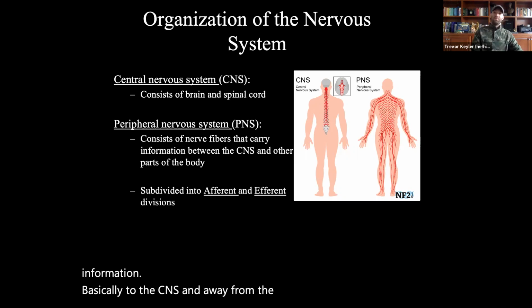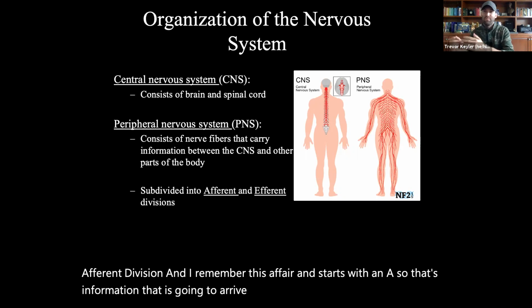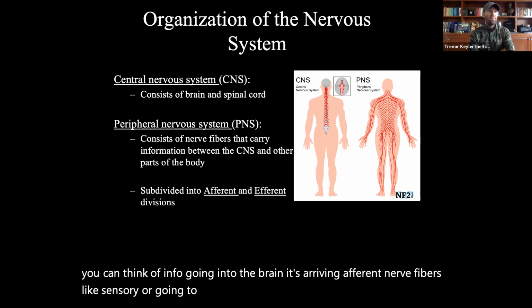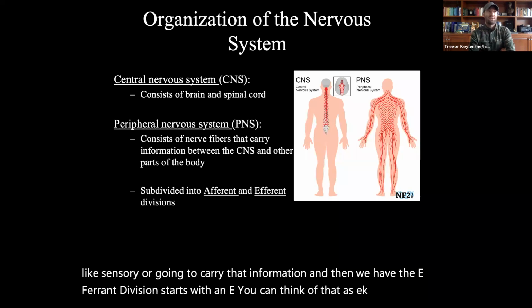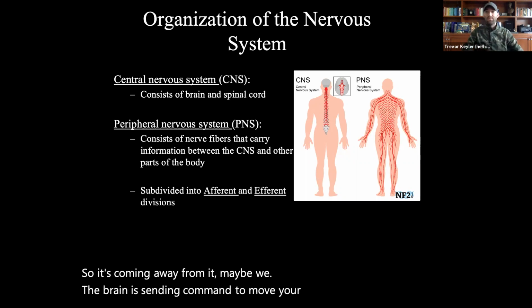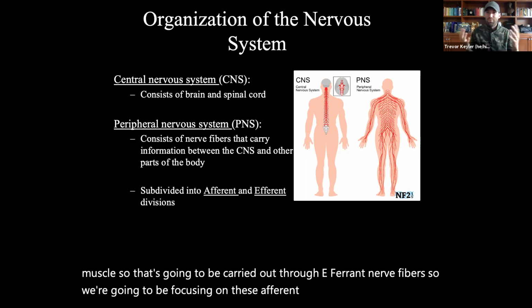So we can divide that into the afferent division. I remember this because afferent starts with an A. That's information that is going to arrive to the central nervous system. So you can think of info going into the brain. It's arriving. Afferent nerve fibers, like sensory, are going to carry that information. And then we have the efferent division, which starts with an E. You can think of that as exiting the central nervous system. So it's coming away from it. Maybe the brain is sending a command to move your arms, control some skeletal muscle. That's going to be carried out through efferent nerve fibers. So we're going to be focusing on these afferent and efferent nerves today, which make up the peripheral nervous system.